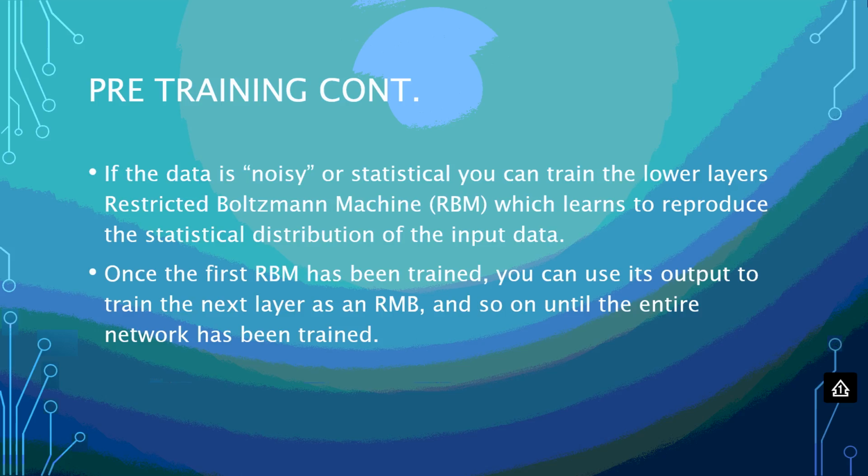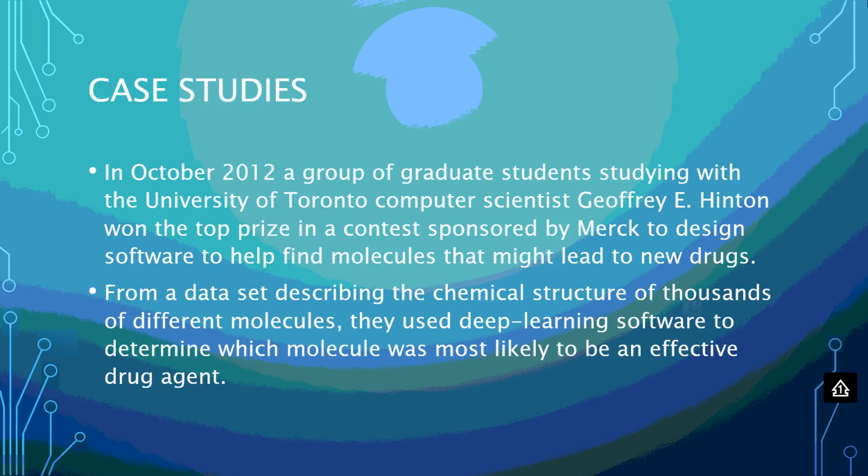Another way to train your system is with a restricted Boltzmann machine, and you would do that if your data is noisy or statistical, and this allows you to reproduce that statistical data. Once the first RBM has been trained, you can use it to output to the next layer, and so on until the entire network's been trained. And then after you've trained the entire network, you remove all the scaffolding of the RBM, and then you just stack the layers on top of each other and backpropagate to train the neural network.